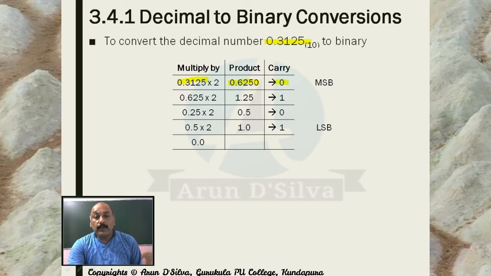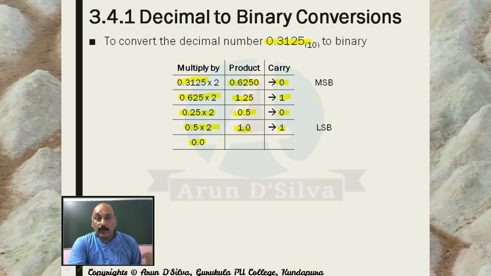Again, that 0.6 I'll multiply by 2. I got the product, that is 1.2. What is the carry here? 1. And this 0.25 I've taken here, I'll multiply by 2 again. I got the answer 0.5. What is the carry here? 0. That I noted down. Again this 0.5 I've multiplied by 2. I got the answer 1.0. What is the carry here? 1. And the fraction is 0. So till 0, I have to keep on multiplying.